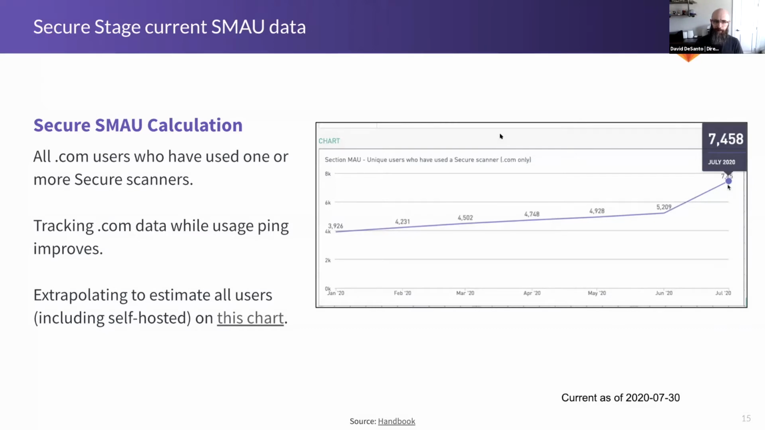And the last thing I want to highlight for you is our SMAU data. We're beginning to see this collected. It's available in the handbook. You can actually go and look at the charts separately, but you can see a steady growth with secure. And it's very exciting to see that in just a short amount of time for .com users, over 90% of them are using secure today. And that puts us around 7,500 monthly active users by the end of the month.